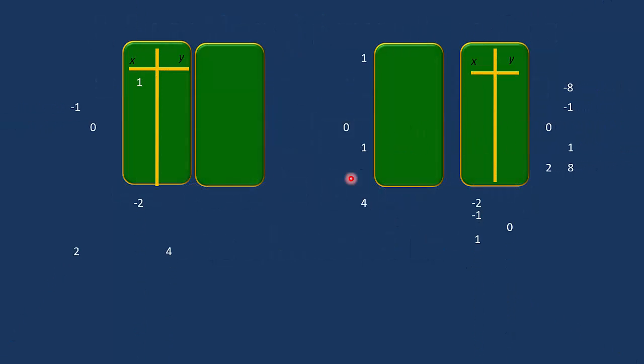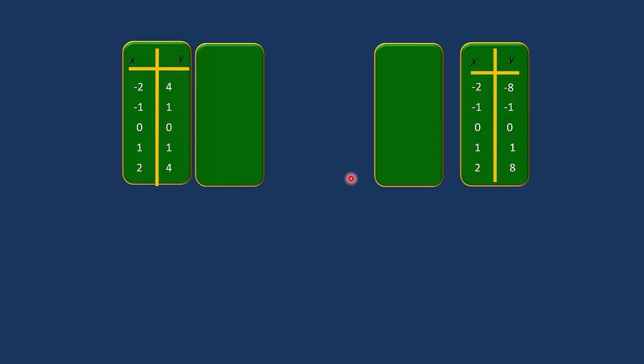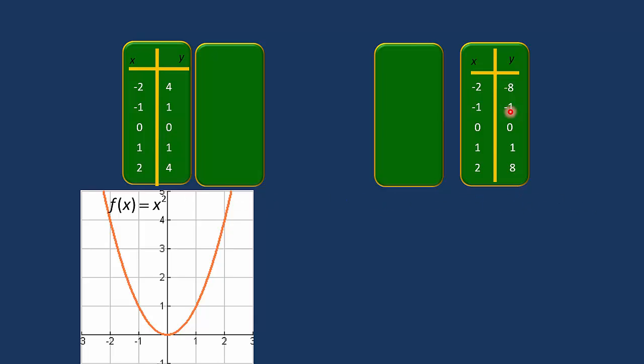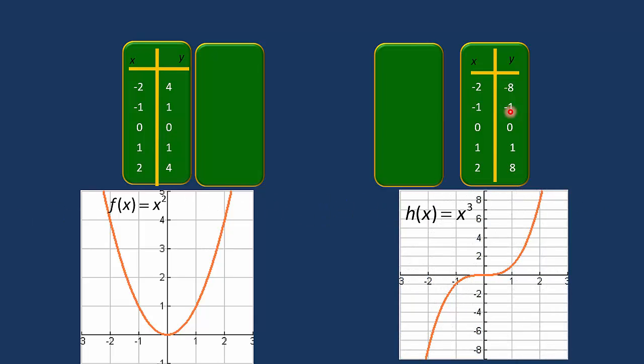Let's suppose we've got a couple of functions here, and these are the ordered pairs. Okay, so we've got -2, 4, -1, 1, etc. And over here we've got -2, -8, -1, -1. And those correspond to the x squared function and the x cubed function. Now, these are two functions. Now, let's suppose that we swap the ordered pairs. Okay, so notice what I've done here with this one. I've taken the y's and made them the x's, and I'm going to take the x's and make them the y's.